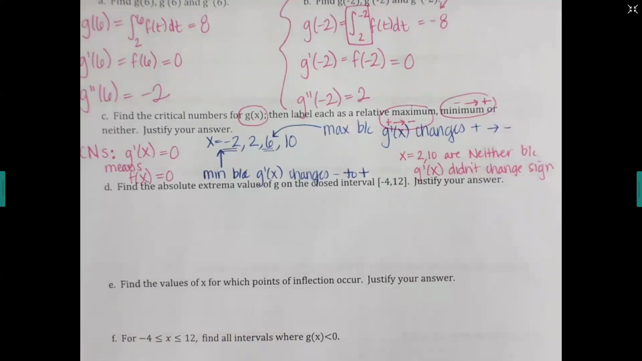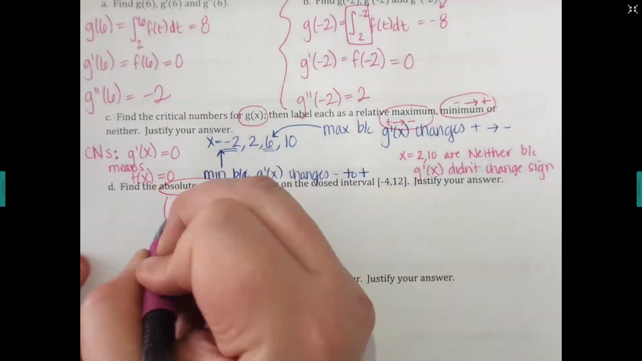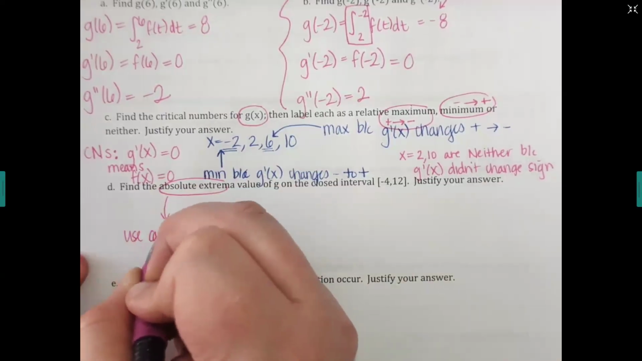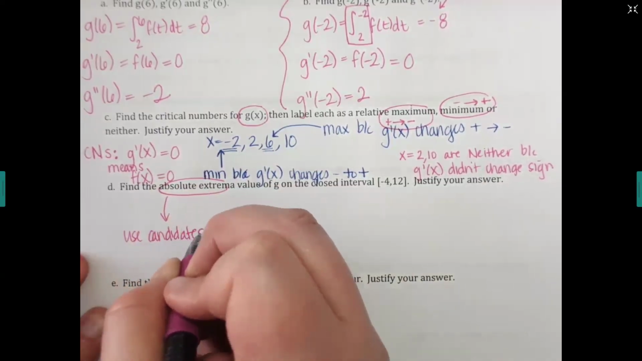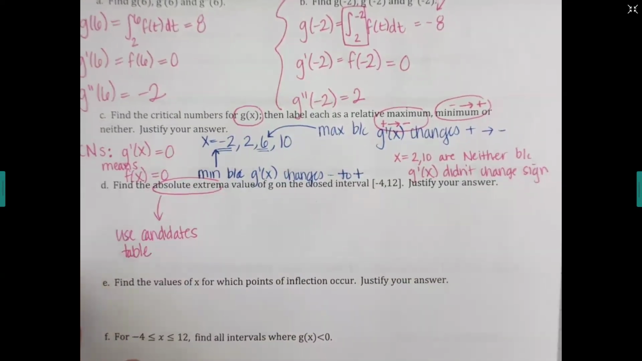Okay, now let's review because we haven't done this in a while. A relative min or max just has to have a sign change. An absolute min or max has to be the biggest. Remember, you can have multiple relative maxes or mins, but you can only have one absolute max and one absolute min. So the way that you tell if you have an absolute min or max is using a candidates chart, or a candidates table. And so let me remind you how to do that because I know it's been a while.